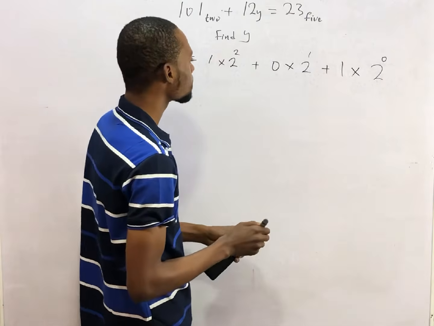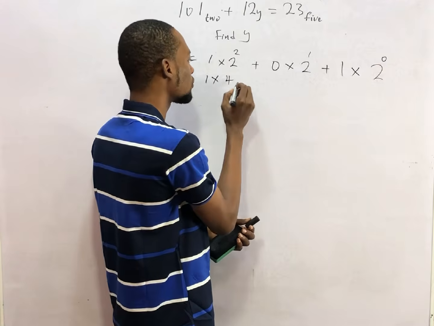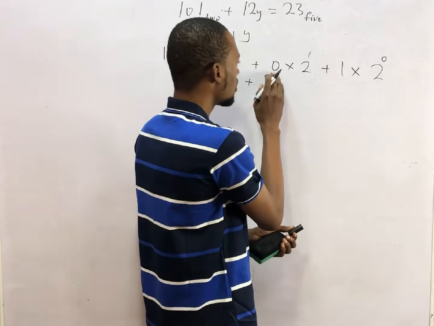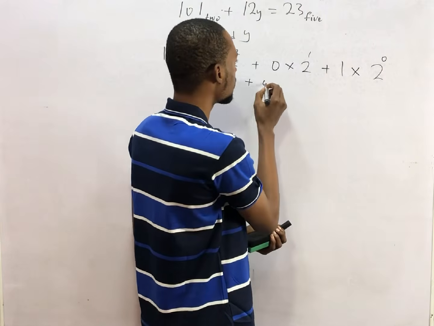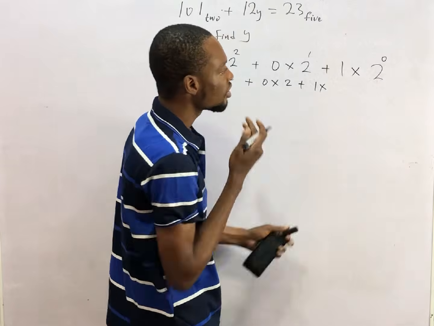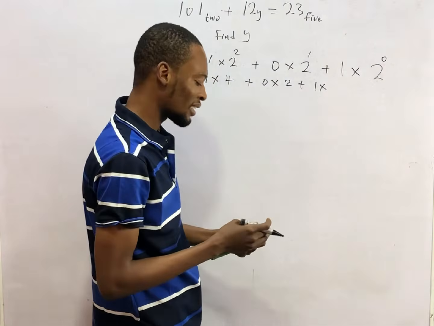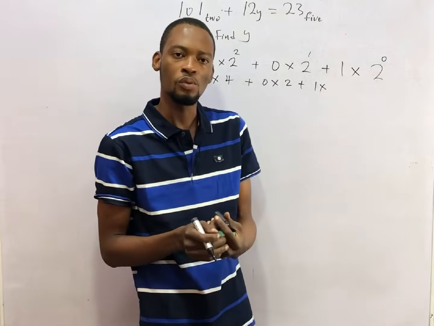This will simply be 1 times 2 raised to the power of 2 is 4, plus 0 times 2 raised to the power of 1 is 2. So 0 times 2, plus 1 times 2 raised to the power of 0 is 1. Any meaningful number raised to the power of 0 will give you 1.